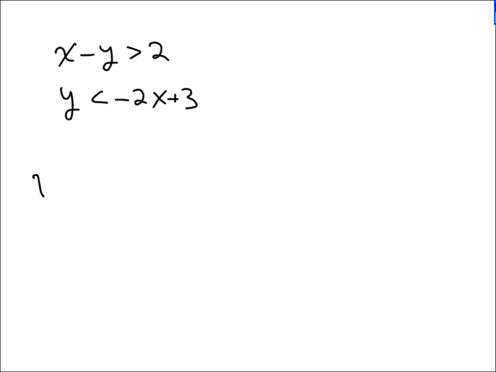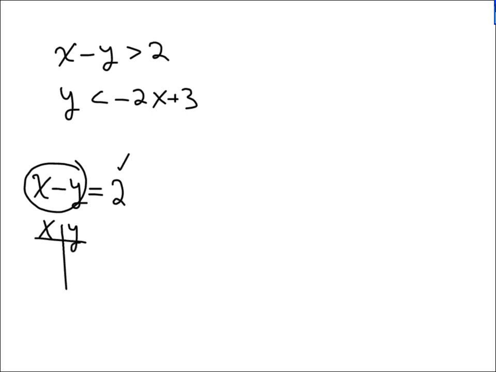To graph the first one, first we should graph x minus y equals 2. Basically, you just need to understand what this is saying. You should pick x and y so that when you subtract them, you get 2. 5 minus 3 is 2. 3 minus 1 is 2. 2 minus 0 is 2. x minus y is 2. So let us plot these points.